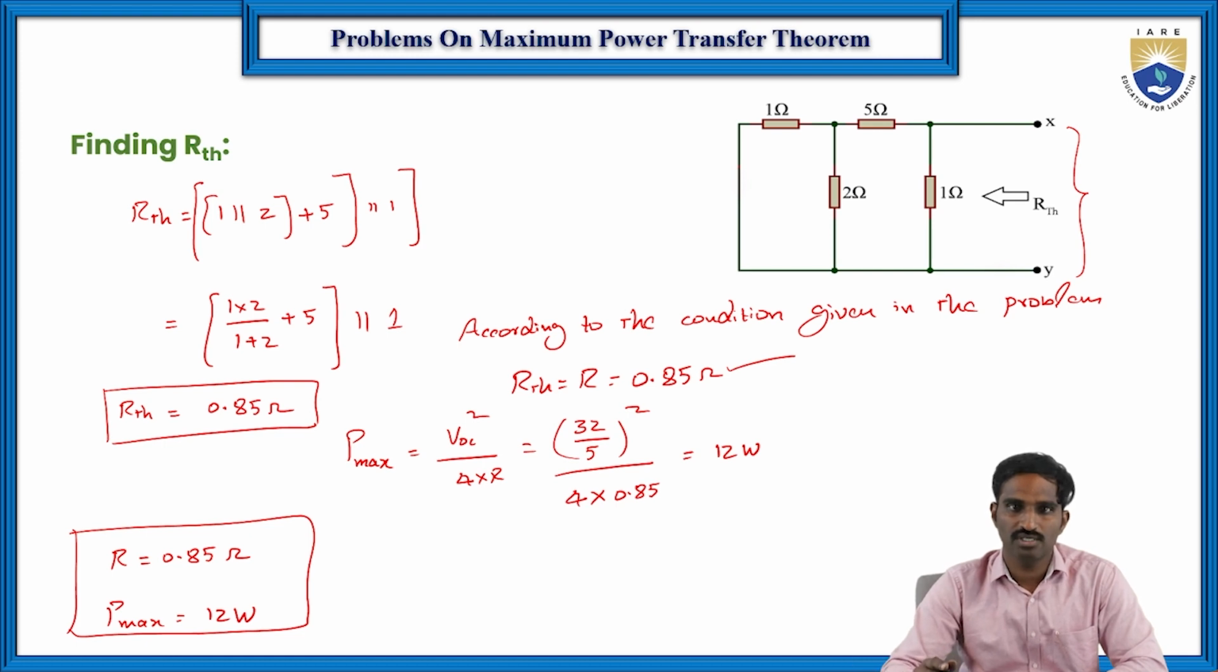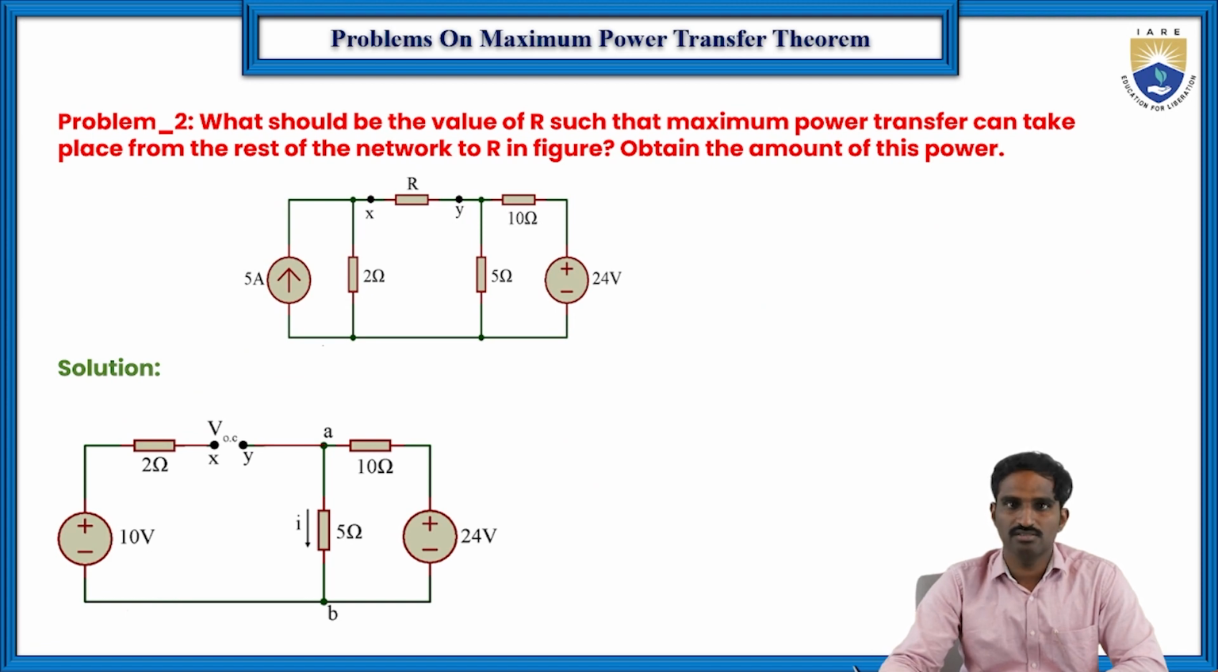Here the problems are such that I'm trying to improve the complexity a little, because the first problem was a very simple problem. So in the next case, we consider one voltage source and one current source, because in the previous case only two voltage sources were there.